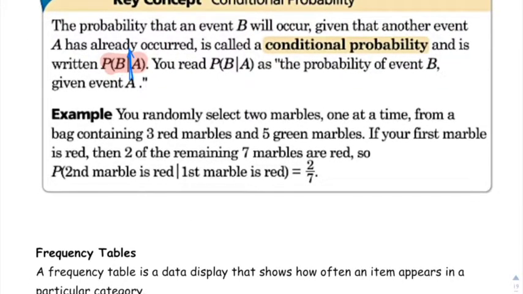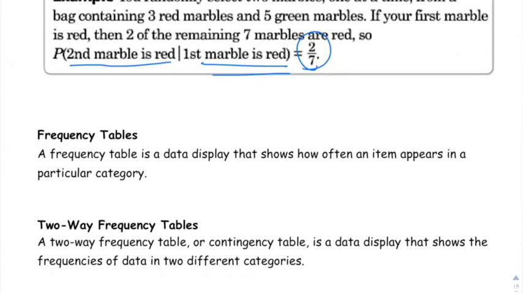One way you can do this: you randomly select 2 marbles one at a time from a bag containing 3 red marbles and 5 green marbles. If your first marble is red, then 2 of the remaining marbles are red. So the probability that the second marble is red, given that the first marble you already grabbed was red, would be 2 out of 7. So it's kind of like you're looking at the second part of it.